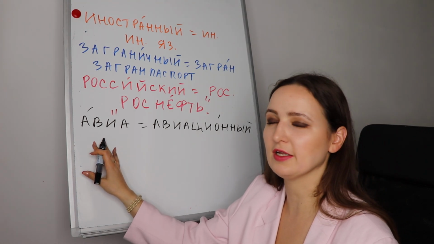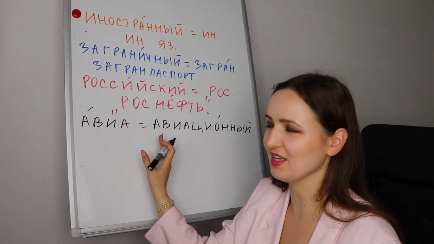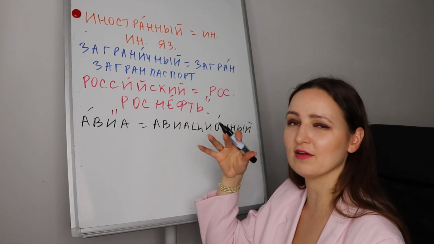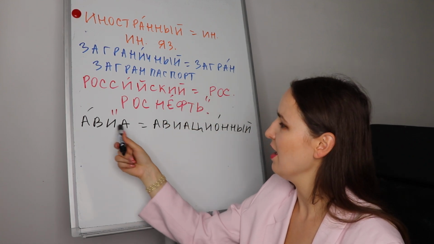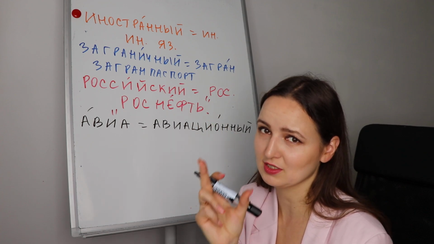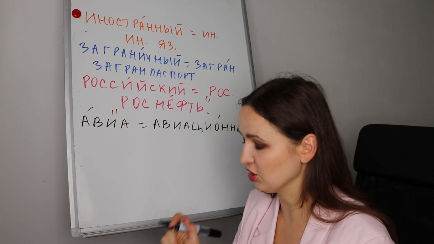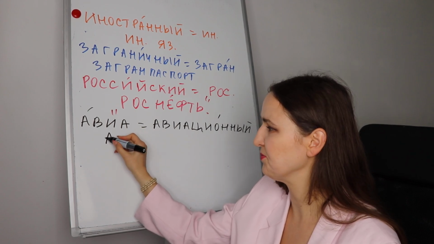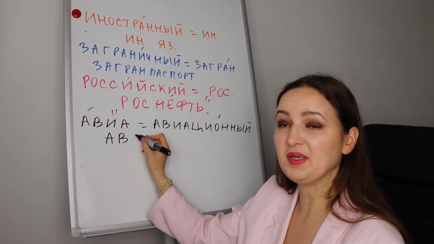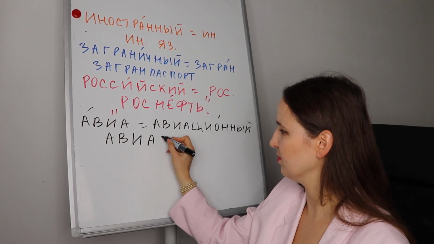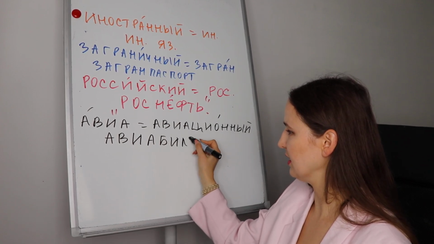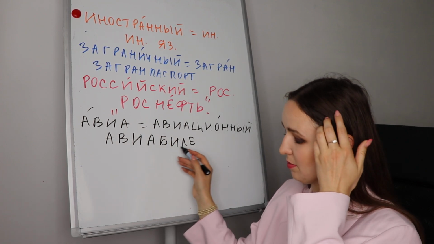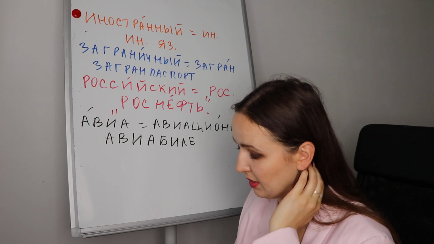Авиационный. Okay, I'm sorry, I changed the places. So, авиационный is the full name. Авиационный, aviatic in English, I think. And avia is the short version. Avia, abbreviation. And we connect it sometimes with words like авиабилет, like a plane ticket, да, авиабилет, plane ticket.